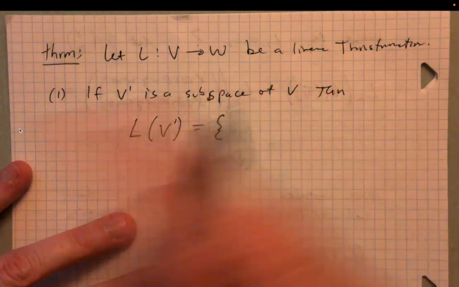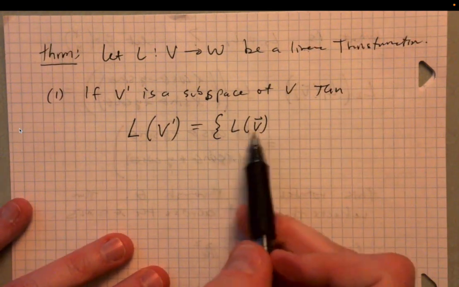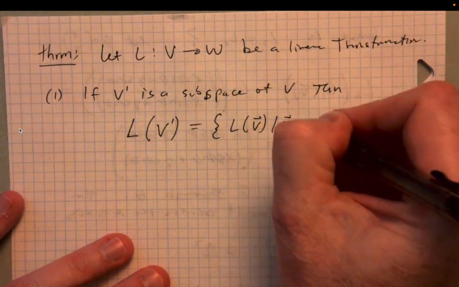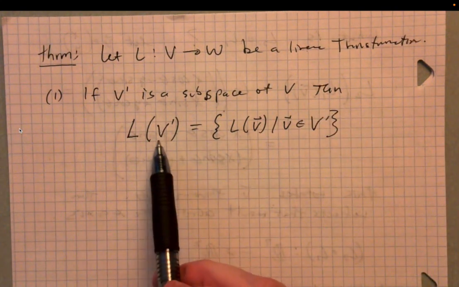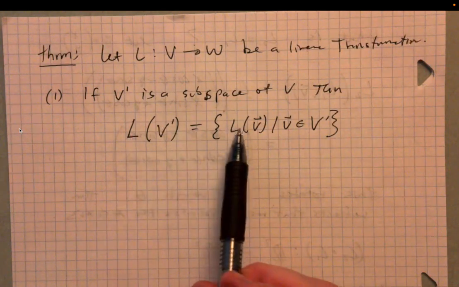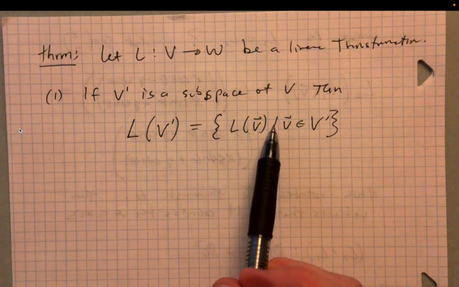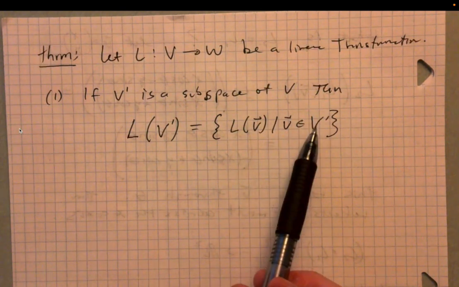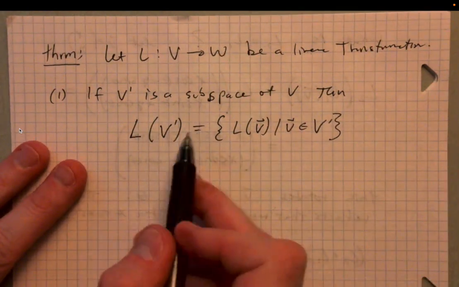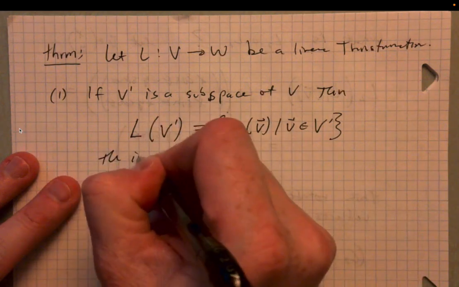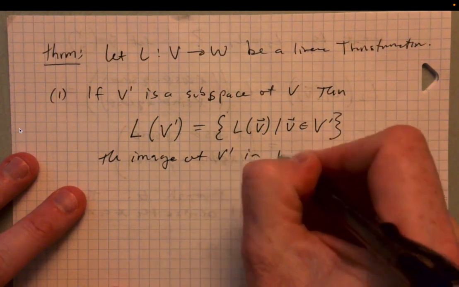Well, let's define that. That's going to be all of the vectors L of v such that v is in V prime, right? So I start with V prime and I apply the linear transformation to it, and I get a whole bunch of vectors, all of which have as their domain the subspace V prime. But L of V prime is called the image of V prime, and specifically in W.